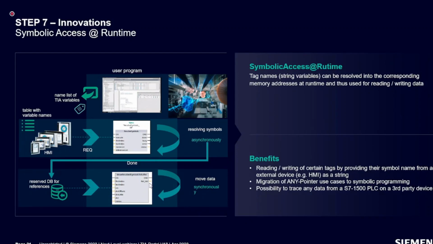So what is the benefit of having this symbolic access? One use case I have in mind is, suppose you want to configure your trace functionality dynamically from the HMI. You just give the name of the tag you want to trace, and the trace functionality will be adjusted dynamically. This is one of the use cases I have in mind, but there are a lot of other use cases also that you can build around it.